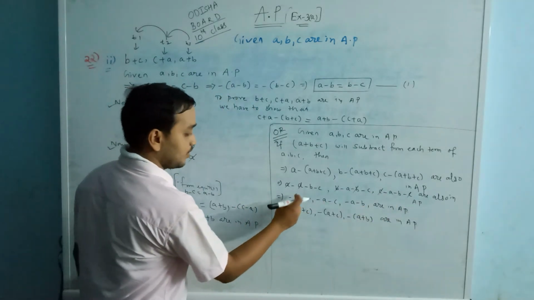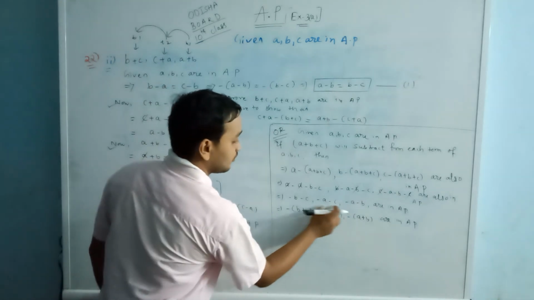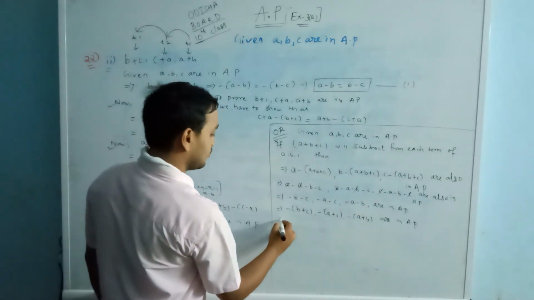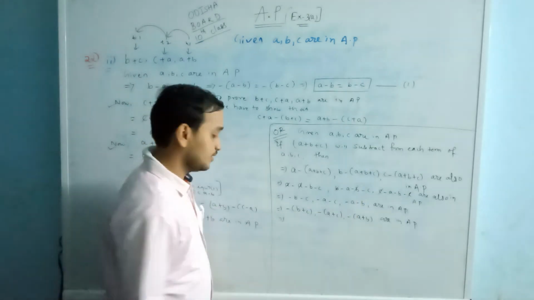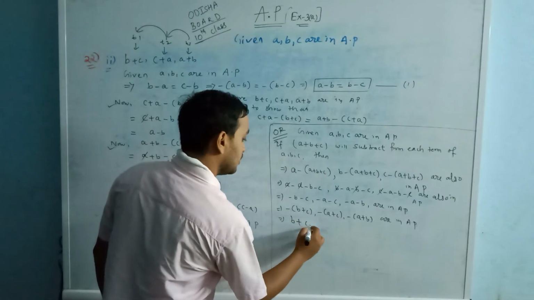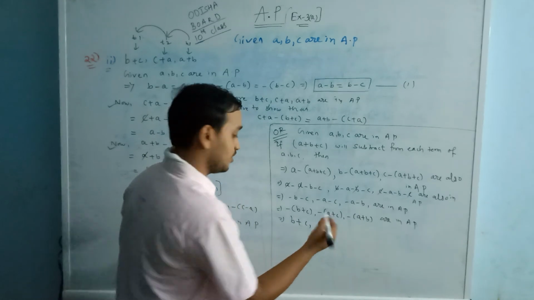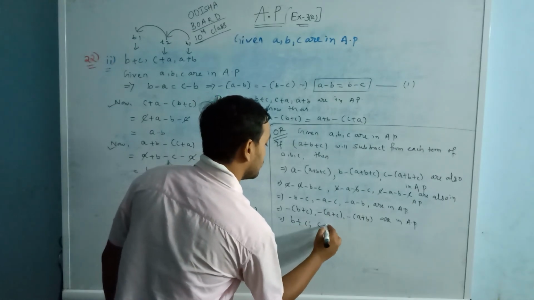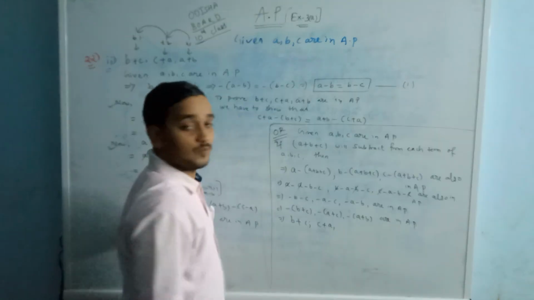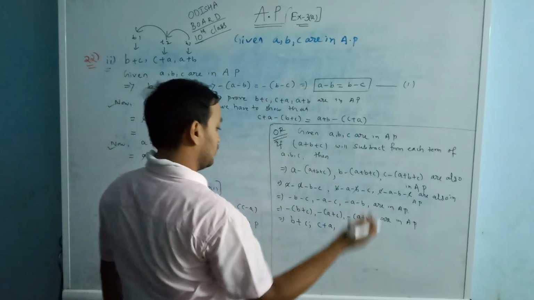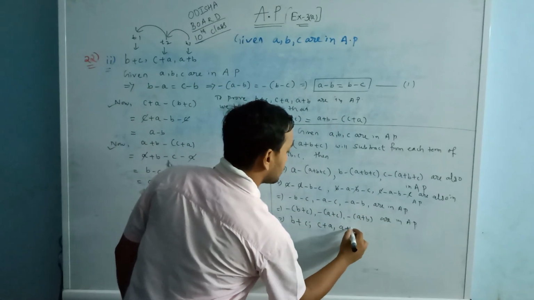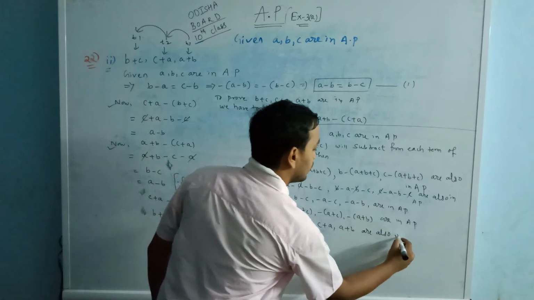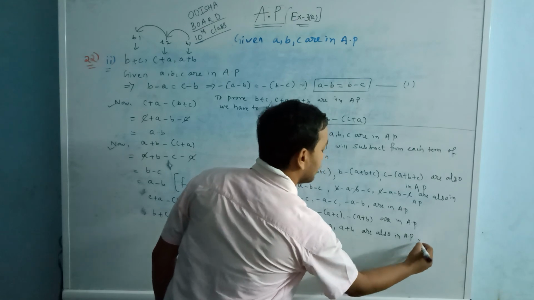Now take minus common. This is T1, T2, T3 like this. Minus will be cancelled. Then what? B plus C. A plus C means what? Sorry. C plus A. Same, A plus B means what? Whatever may be, A plus B are also in AP.